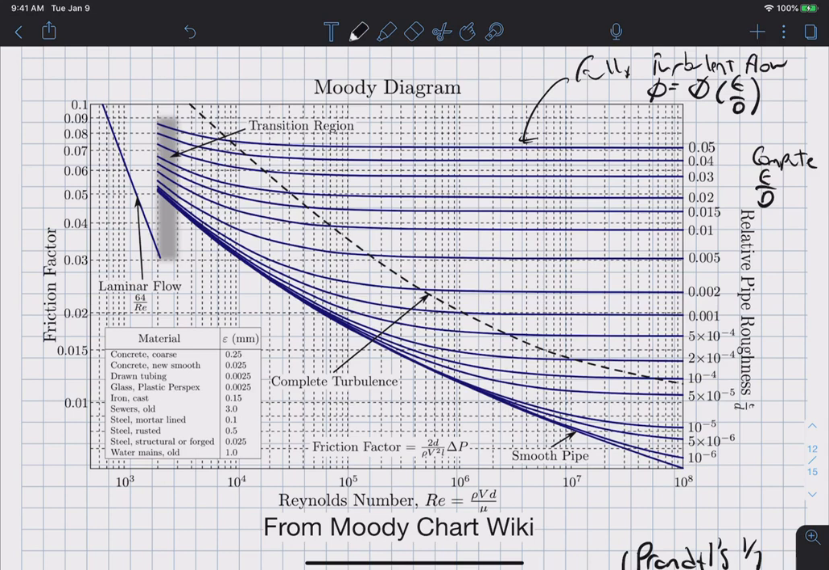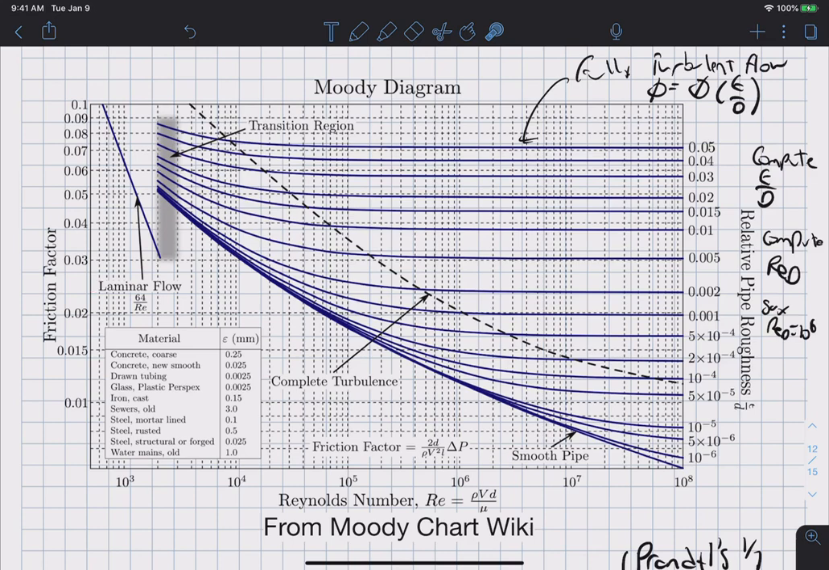Then we compute Re_D. So if we have Re_D equals 10 to the 6, say an Re_D of 1 million and a relative roughness of 2 times 10 to the minus 3, we read this blue line and follow it until we get 10 to the 6, which would be right here. And that would correspond to an f value of about 0.022, something like that.